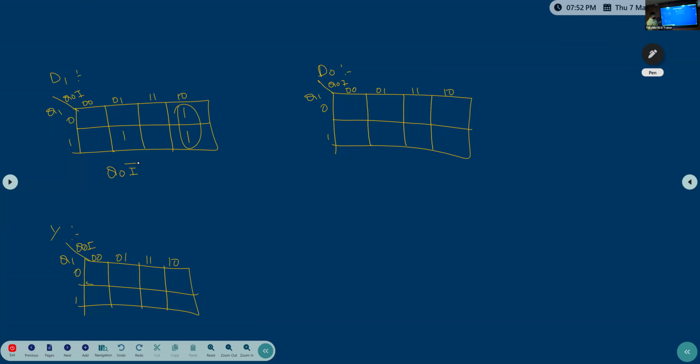This one I need to map only one. In this, what is the common? Q1, Q0 bar I. Clear? So this is the equation for D1. D1 equation. So now come to the D0.